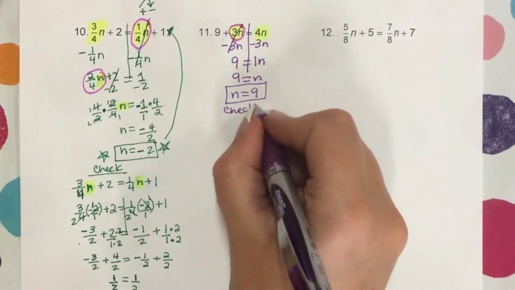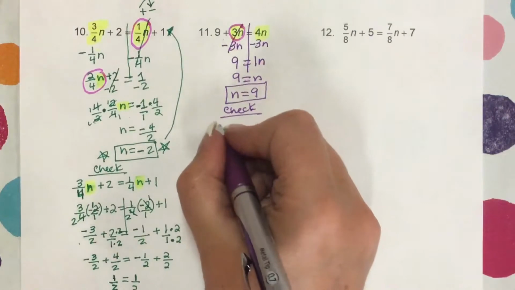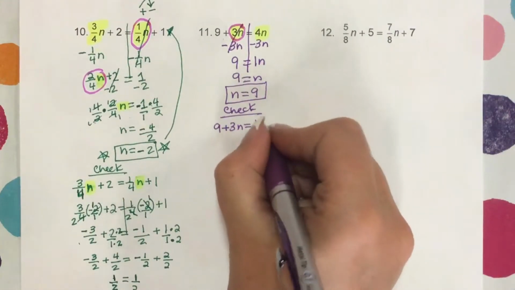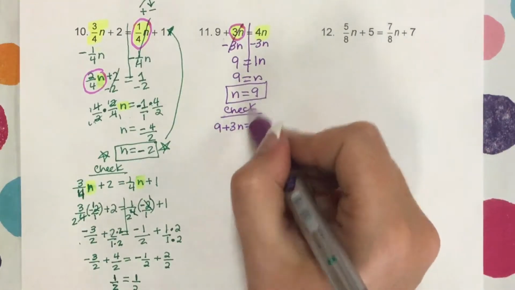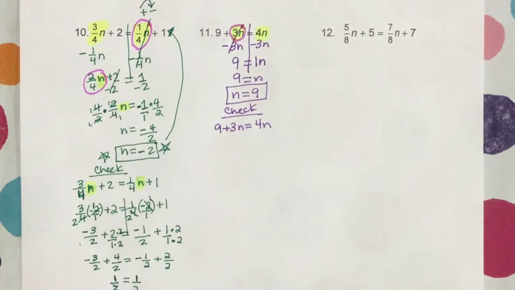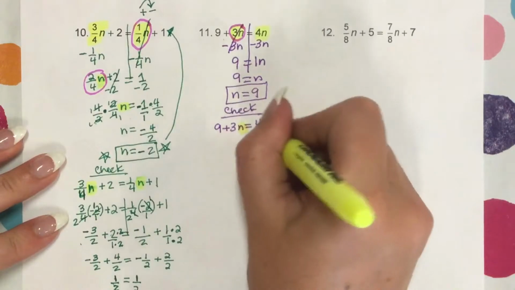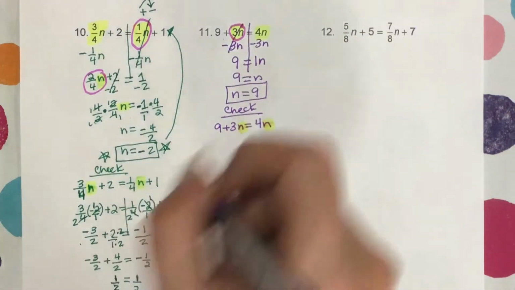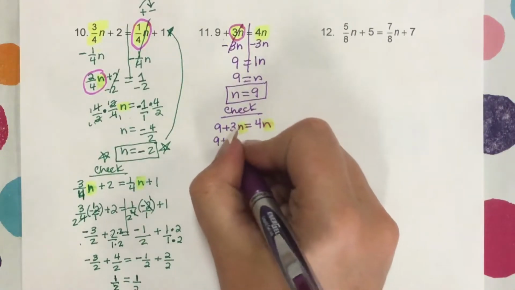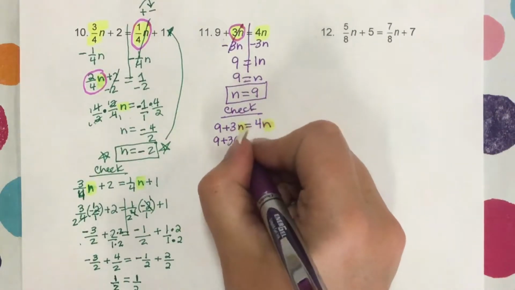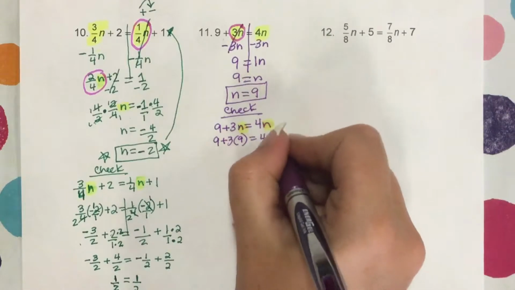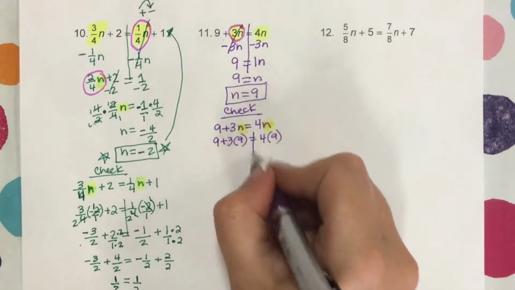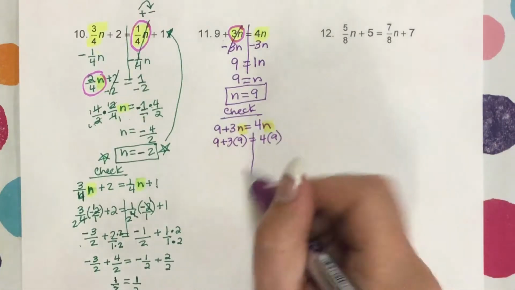I'm going to write the word check, rewrite the original equation: 9 plus 3n equals 4n. And then I'm going to substitute 9 in for n, and there's the n located right here, and it's also located right there. So, 9 plus 3 times, I'm going to put 9 in there for n, equals 4 times, I'm going to put 9 in there for n.